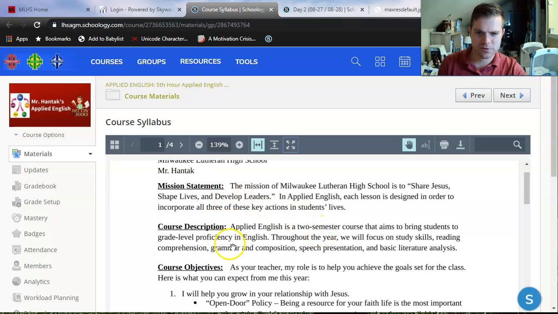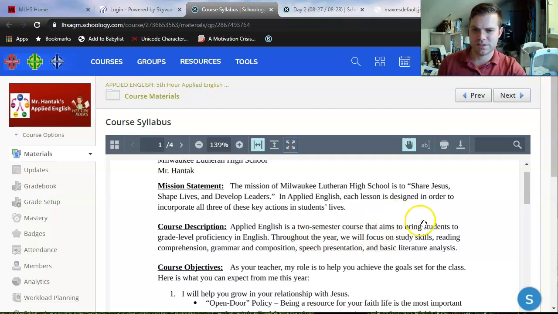Mission statement and course description you can read on your own. Really just gives you an idea on what this class is like. One thing to note right here is that Applied English is a year long, so you'll either have me all year or me this semester and Mrs. Tan next semester. But throughout the year, we're working on the same skills.